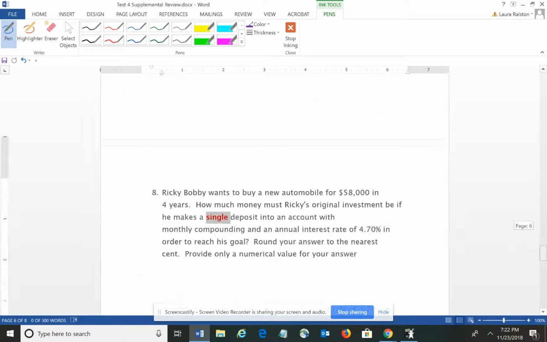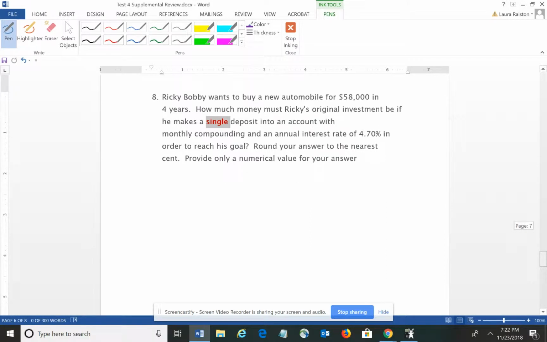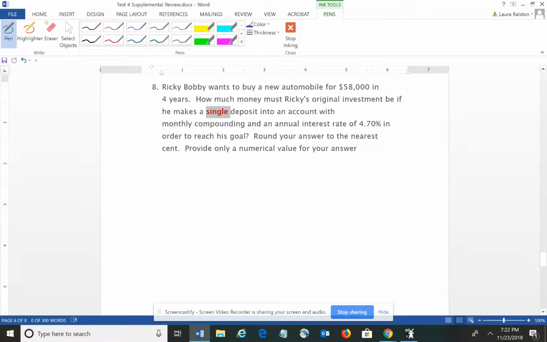All right, continuing on to question 8, it says Ricky Bobby wants to buy a new automobile for $58,000 in 4 years. How much money must Ricky's original investment be if he makes a single deposit into an account with monthly compounding and an annual interest rate of 4.70% in order to reach his goal? Again, round your answer to the nearest cent and provide only the numerical value for your answer, which means when you write your answer, they do not want you to put a dollar sign.